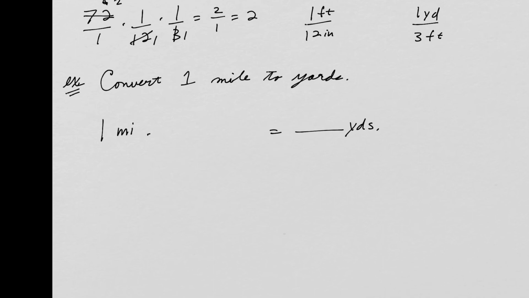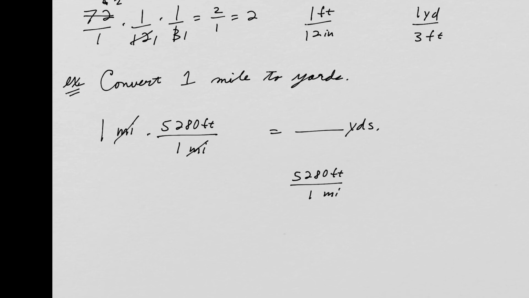So I do know the relationship between feet and miles, right? I know that there's 5280 feet in 1 mile. So if I multiply by 5280 feet over 1 mile, then miles will cancel and I'll end up with feet, but I want to keep going because I want to end up in yards, right?